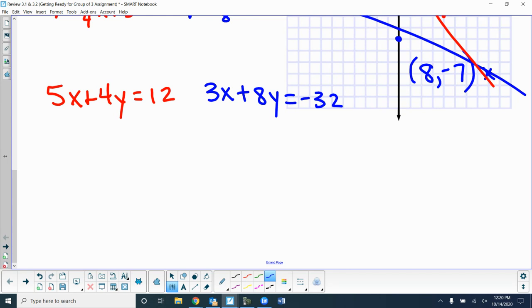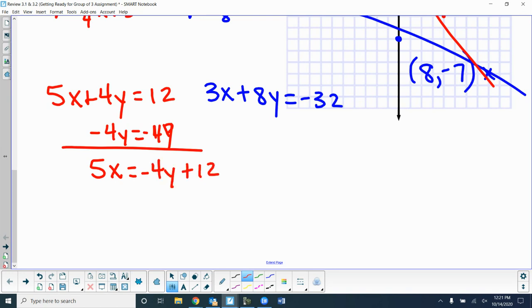So, Sully, which one of these variables do you want to get alone? Your choice. Go with subtract 4y. You want to get this x by itself? Okay. Oops, minus 4y. And then we have to divide by 5. So that's what x equals: negative 4/5 y plus 12/5.